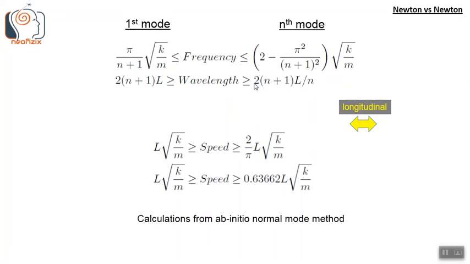The shortest wavelength is at the last normal mode, the nth normal mode, and it is equal to 2(n+1)L divided by n. So we can see as n tends to infinity, it has a lower limit, 2L. That is the shortest wavelength allowed on this chain. It cannot be shorter than the length of the two springs forming the chain. The length of one spring is L, so the minimum possible wavelength is 2L. Any other wavelength should be higher than 2L.